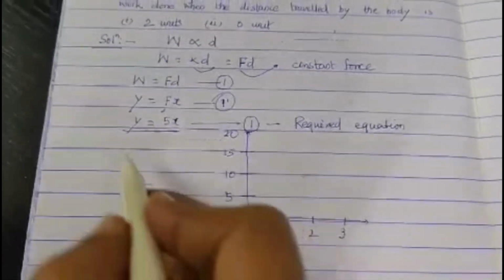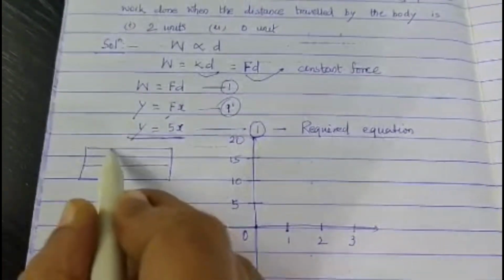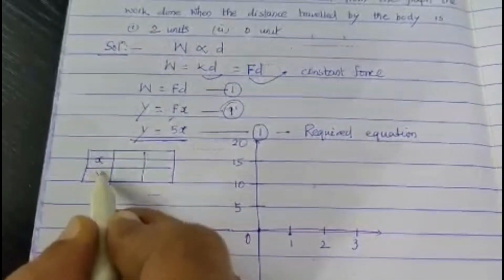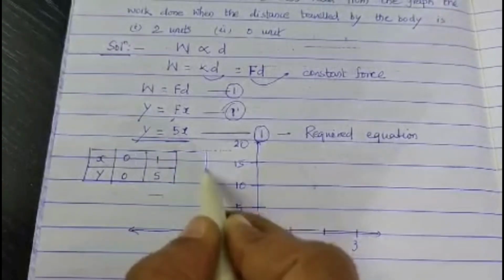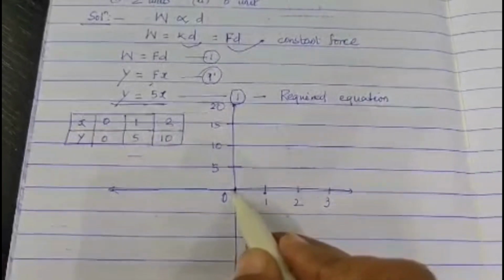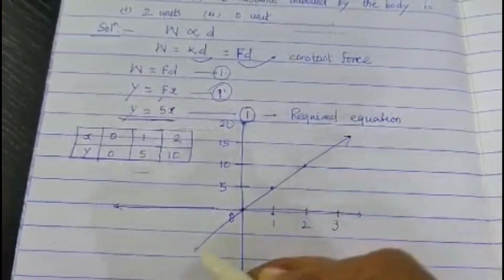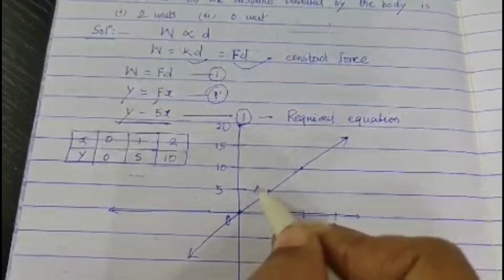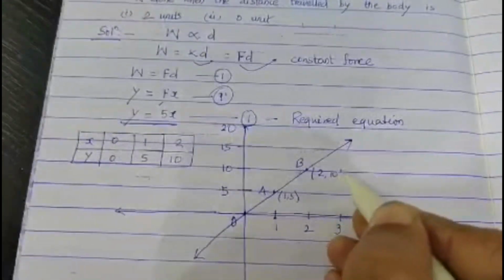So let us draw a table. X and y. If x is 0, then y is also 0. If x is 1, then y is 5. If x is 2, then y is 10. So 0, 0; 1, 5; 2, 10. It will be like this. It is 1, 5, it is 2, 10. So this is the required graph.